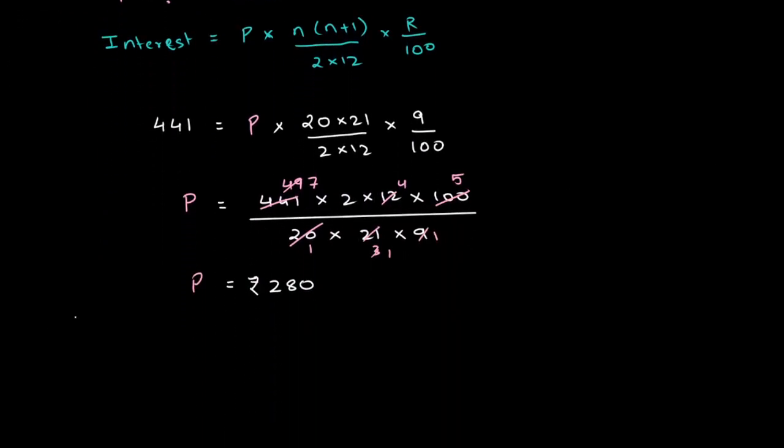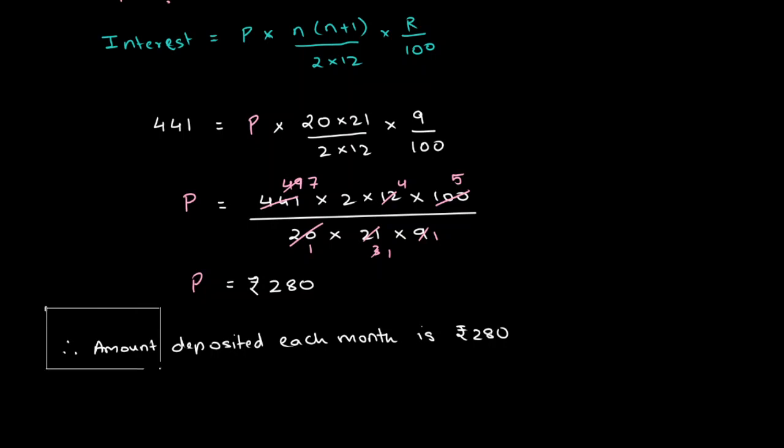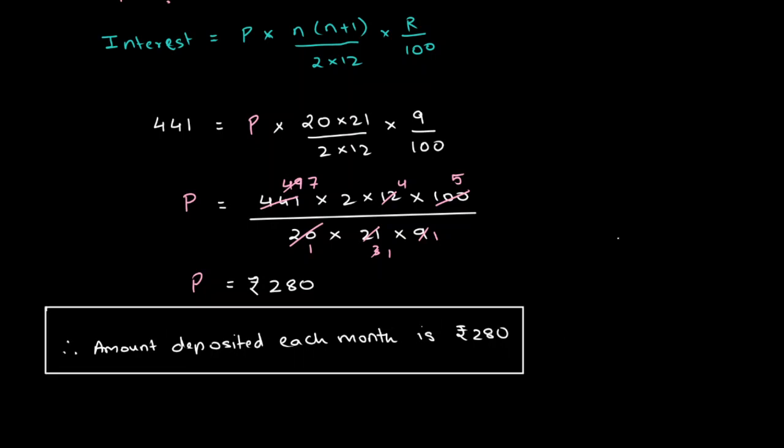Let's just write our final answer as a statement. Therefore, the amount deposited each month is rupees 280. This here is our final answer. Let's just mark the final answer with a rectangle, and that's it.